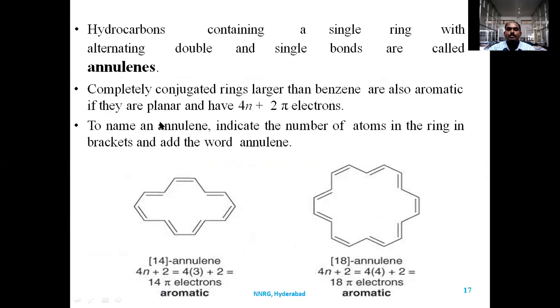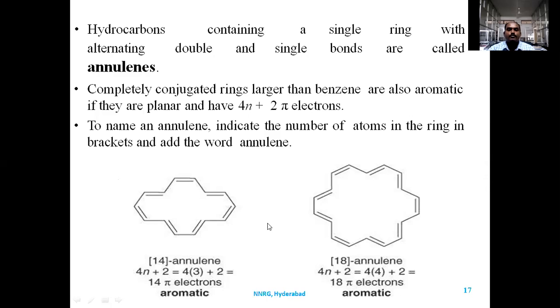They are completely conjugated. Sometimes there are larger ring structures which contain alternate single and double bonds, and they are planar in structure, and they should also satisfy Huckel's rule. What is Huckel's rule? 4n plus 2 pi electrons.